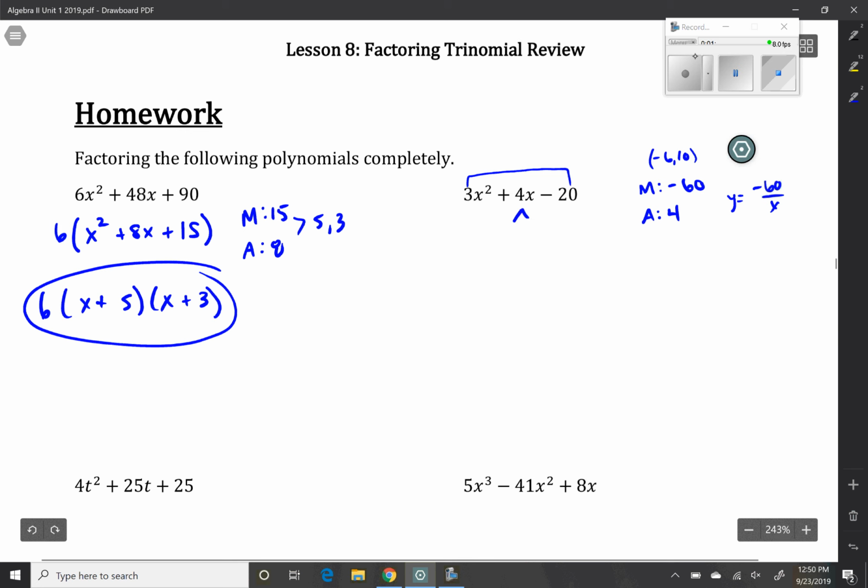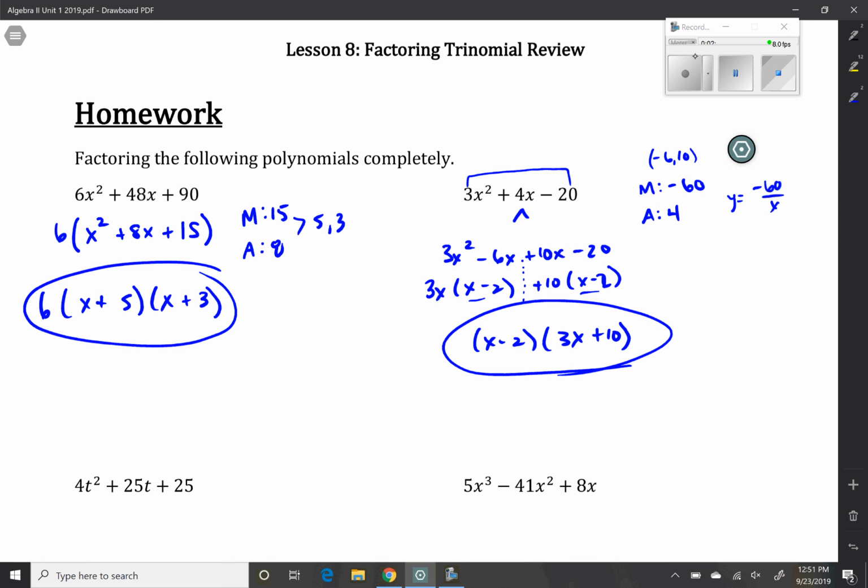So I'm going to break apart the 4x. I'm going to say 3x squared minus 6x plus 10x minus 20. How we break this up doesn't matter as long as it's those two numbers. If I put 10 first and negative 6 second, it would be fine. So if we make our two groups, we can say 3x times (x minus 2), plus 10 times (x minus 2). Notice my two parentheses are the same. They're a like term or a GCF. So if I divide out that GCF, x minus 2, I would be left with 3x plus 10.